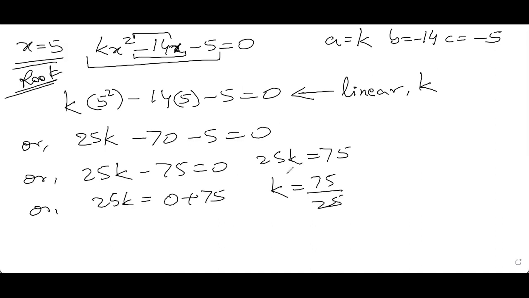We are moving now in the last step. We are moving part of the term. 25k is the full term. We are moving only 25 from left to right. So multiplication will become division, and we get k equals how much? 3. K equals 3.